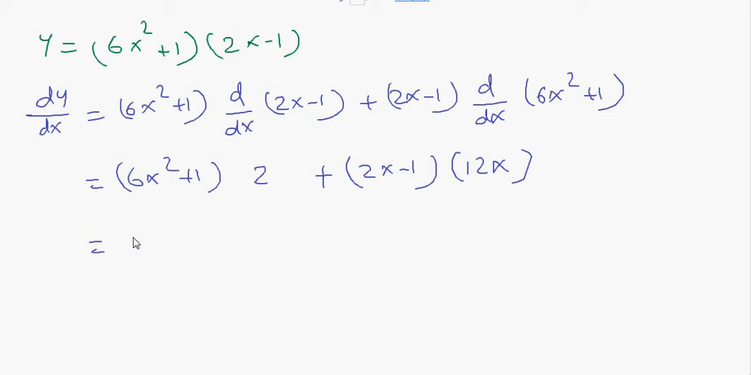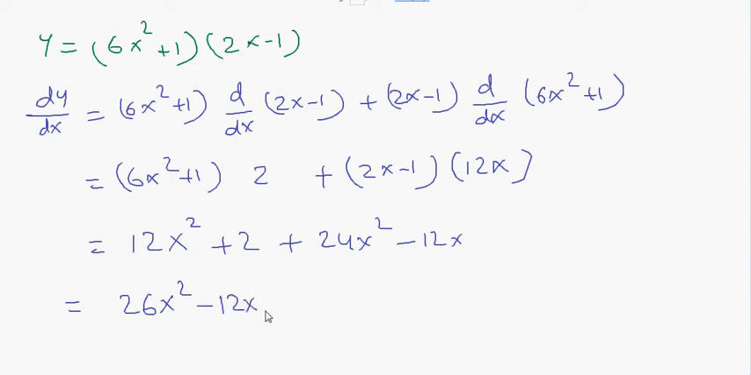Okay, now just multiplying: 12x squared plus 2 plus 24x squared minus 12x. That gives you 26x squared minus 12x plus 2 as the answer.